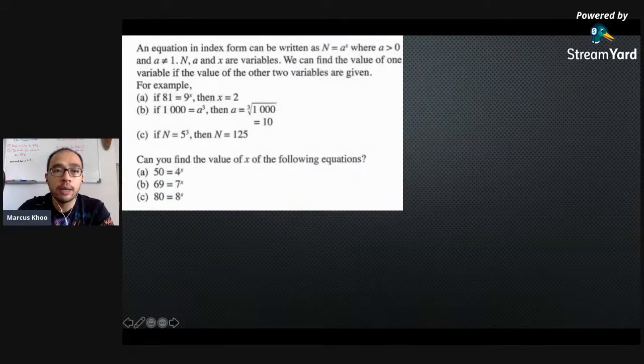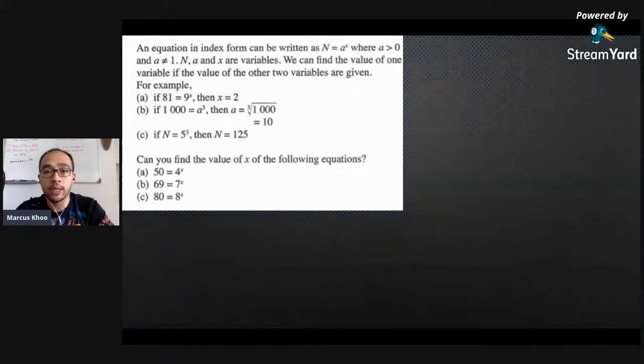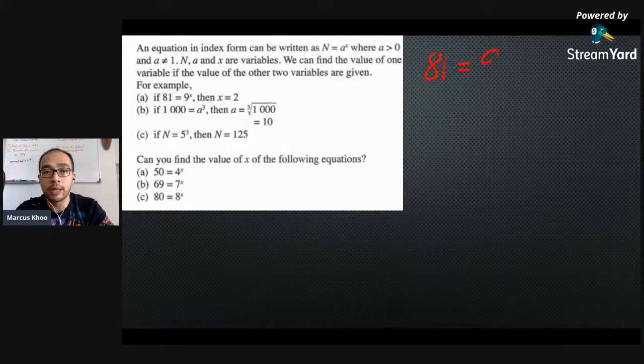So we know that any number that we have studied before, you can actually write it in terms of index form. An equation in index form can be written in this manner: n equals a to the power x. For example, 81 equals 9 to the power x, because if you remember, we know that 81 is also 9 to the power of 2. Therefore x is equal to 2.